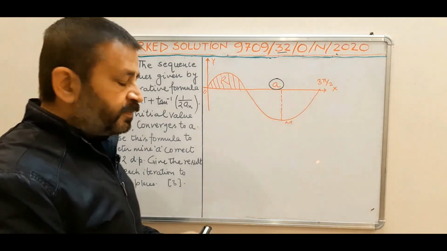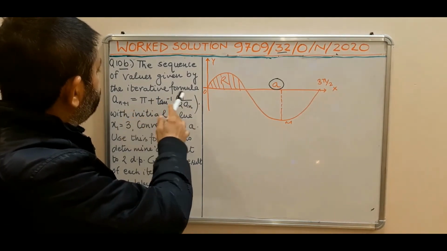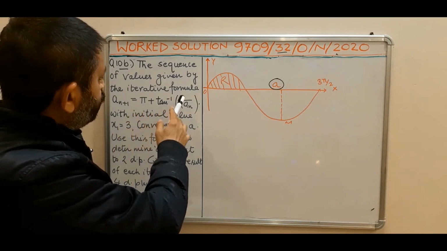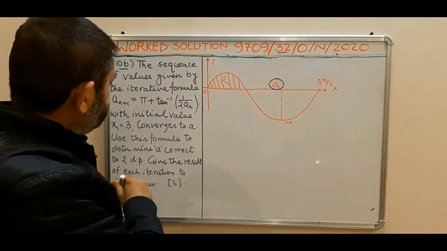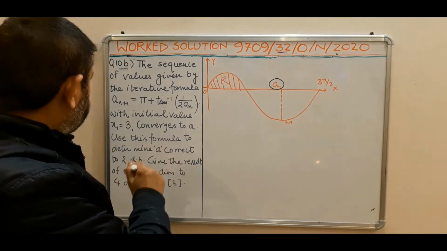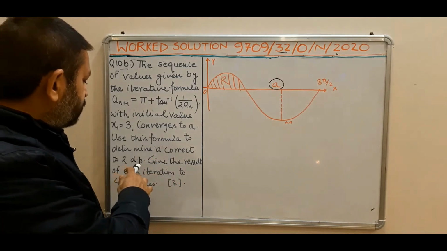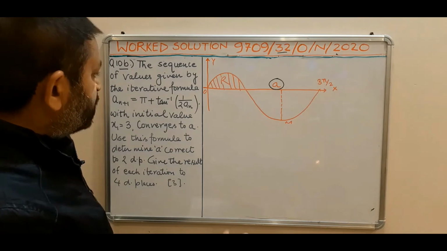Question number 10, B part. The sequence of values given by the iterative formula a(n+1) is equal to pi plus tan inverse 1 upon 2a(n) with initial value a1 is equal to 3 converges to a. Use this formula to determine a correct to 2 decimal places. Give the result of each iteration to 4 decimal places.